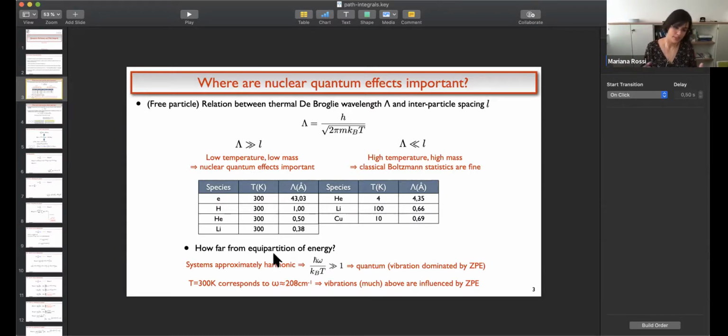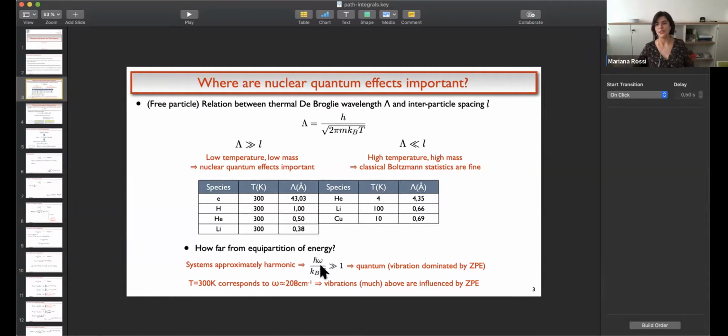Beyond that, if your system is actually in a potential, you would like to know more about the frequency of vibrations, because you could think about a harmonic system in a potential. And then it's nicer to think about how far from equipartition of energy you are. If you can approximate your system as harmonic, with a bunch of frequencies of vibration, and you could fill all of them with just thermal energy, how wrong would you be with respect to the actual filling of simply zero point energy in each mode?